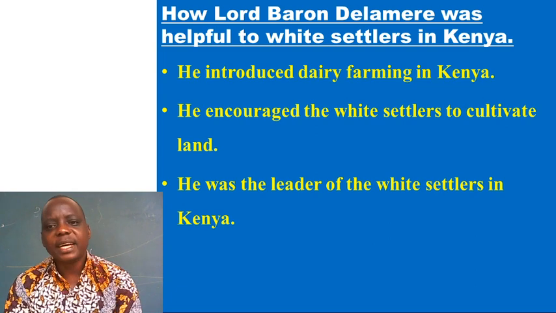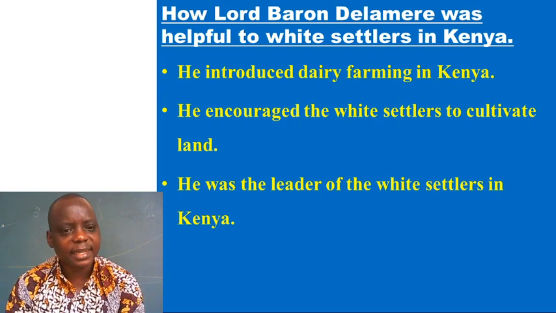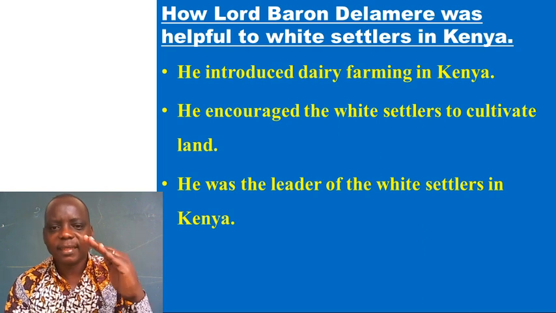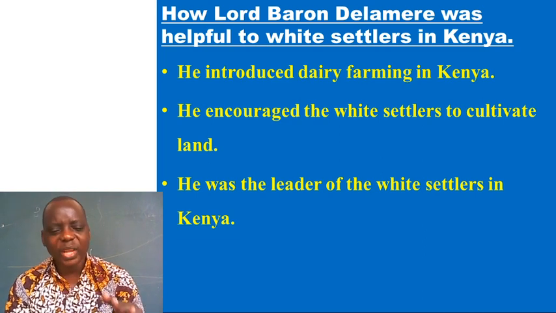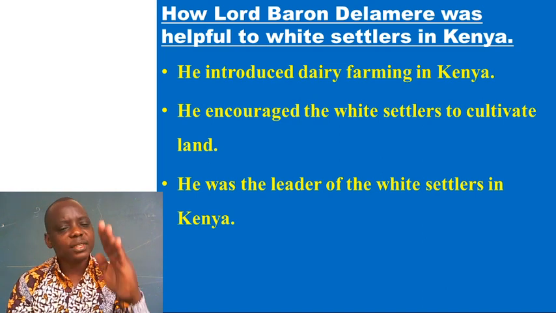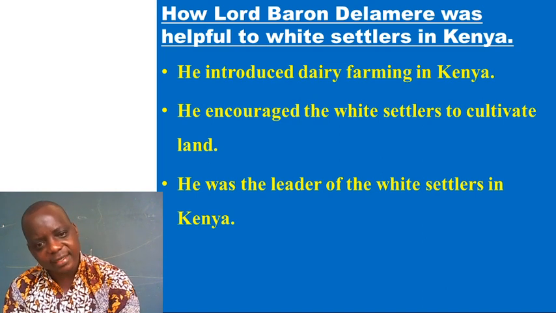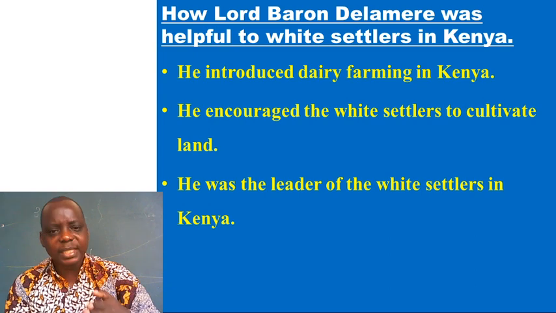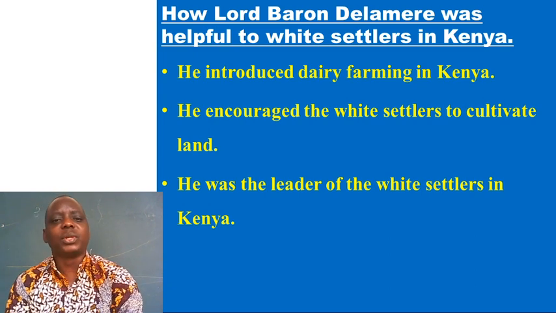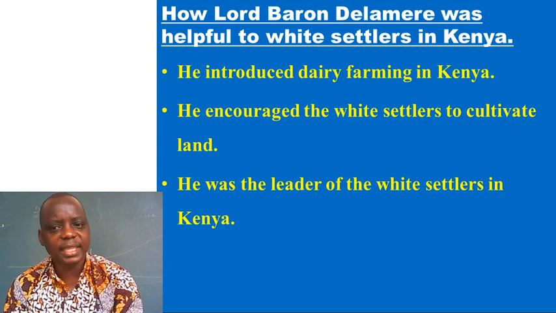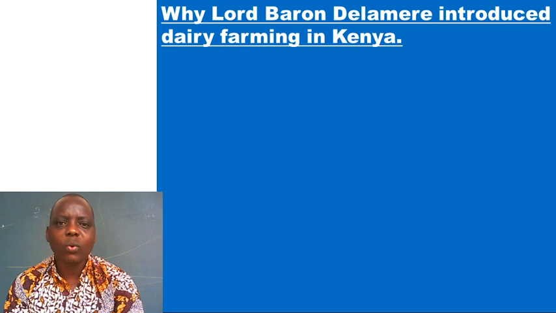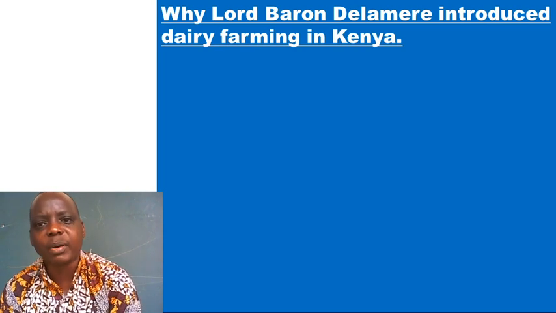He was the leader of the white settlers in Kenya. I repeat, learners, that this man was the leader of white settlers in Kenya. In primary 6, we learned that this man was even the representative of the whites, and he tabled the interests of the whites in the legislative council. So he was the leader of the white settlers in Kenya.